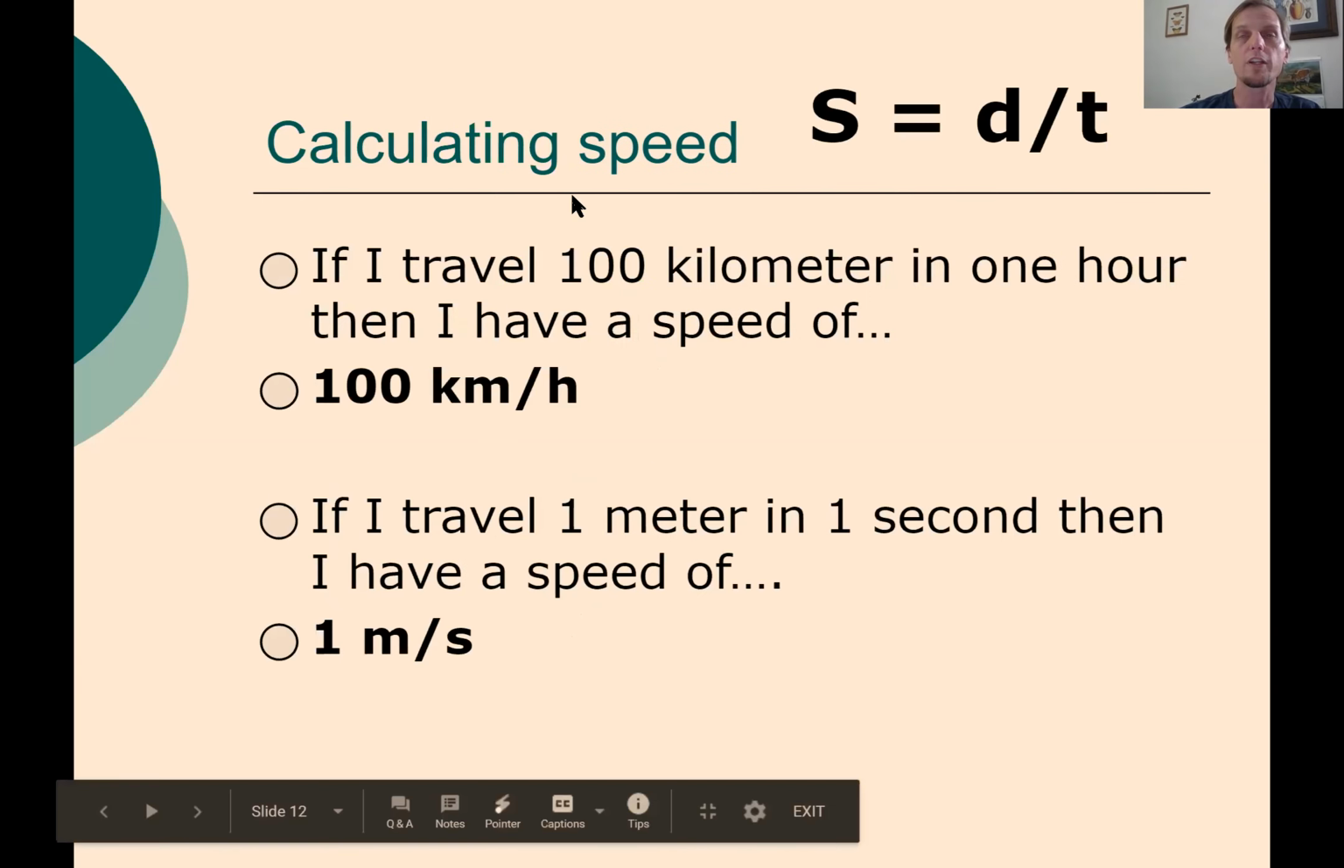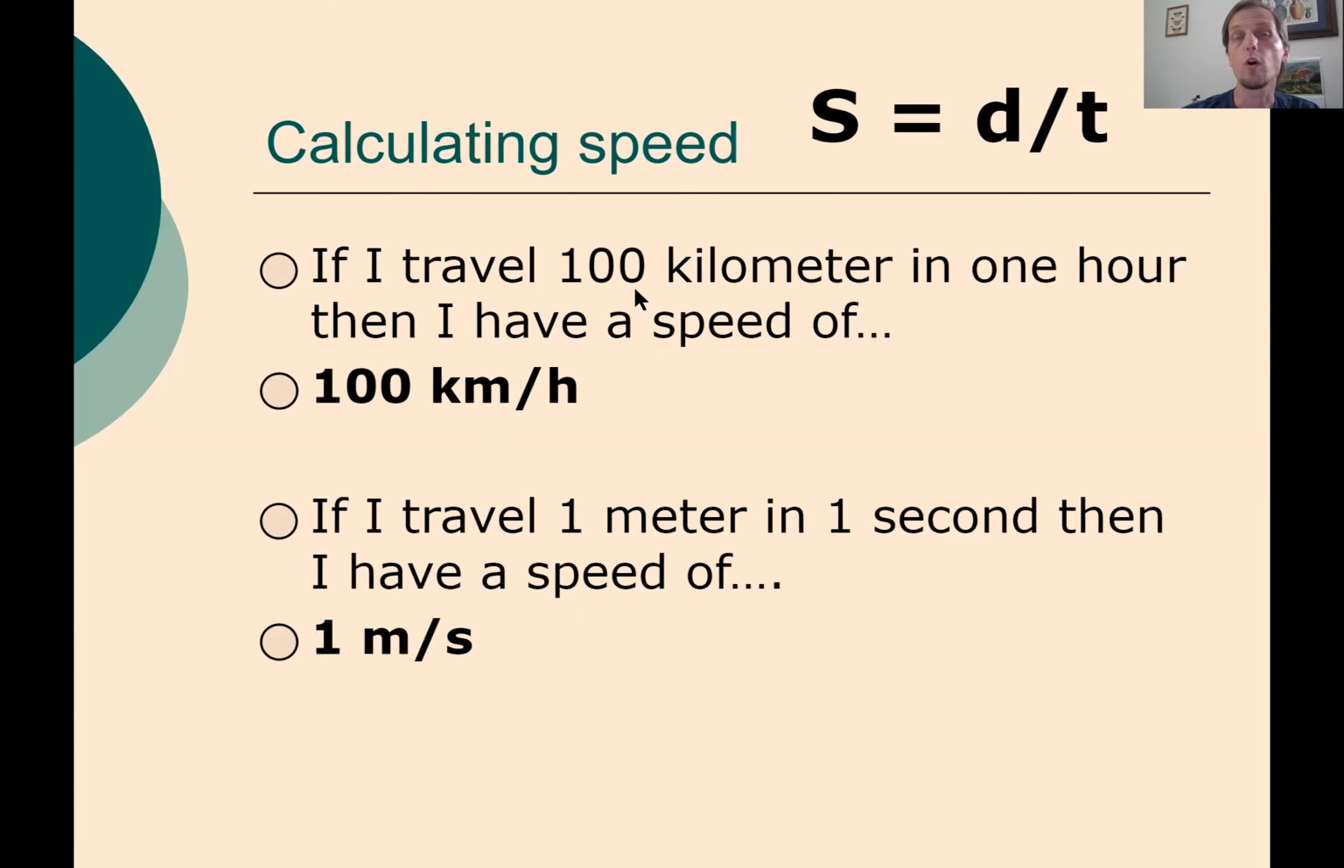Okay, so calculating speed is, again, distance divided by time. If I travel 100 kilometers in 1 hour, then I have a speed of 100 kilometers per hour, right? If I went 100 kilometers and it took me an hour to do that, then the speed I traveled was 100 kilometers in that hour. So you need that time element. If I travel 1 meter in 1 second, which is about one big step, then I have a speed of what? 1 meter per second. And that's the way you say that. It's a kilometer per. That per means divided by.